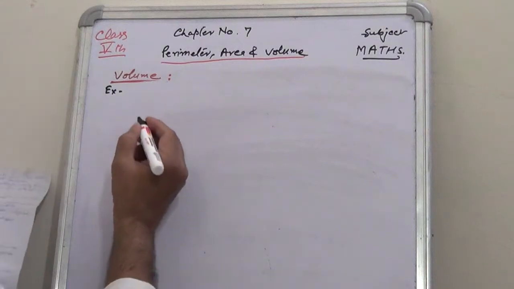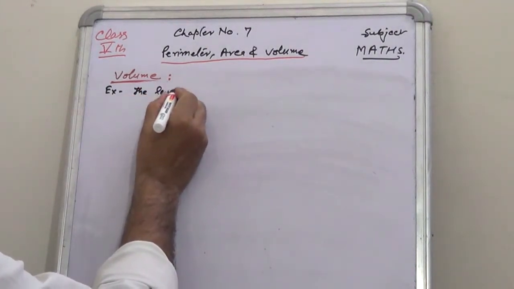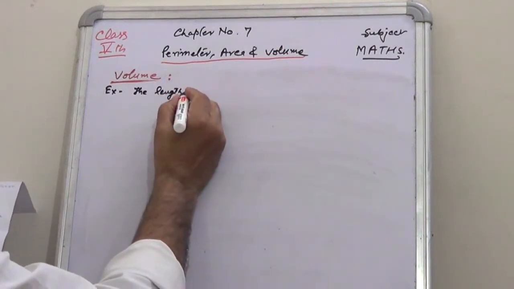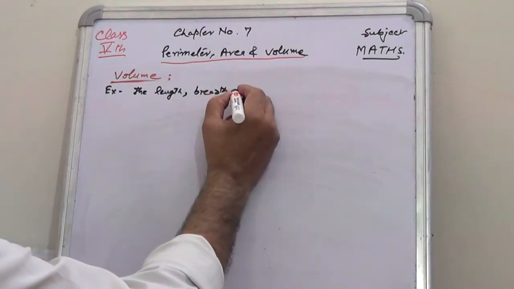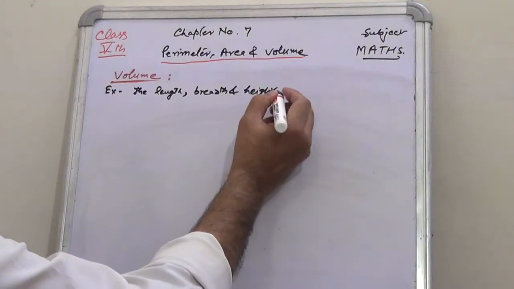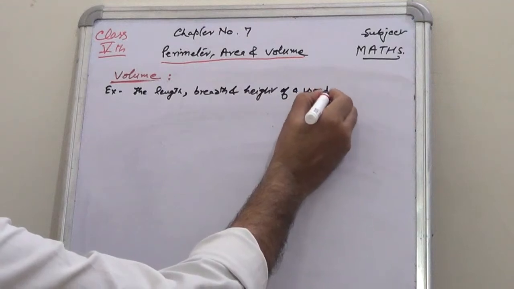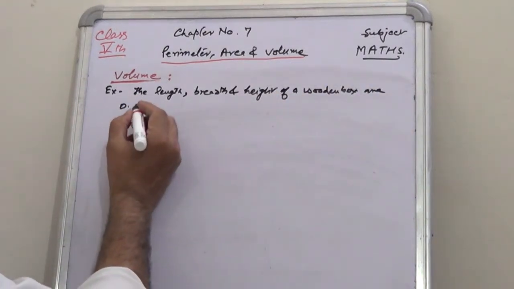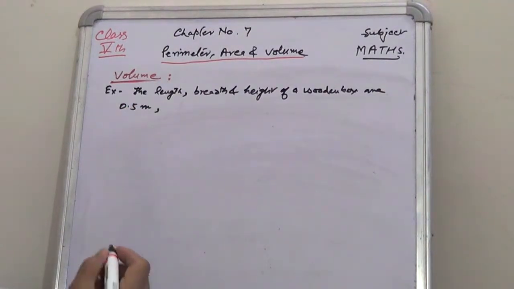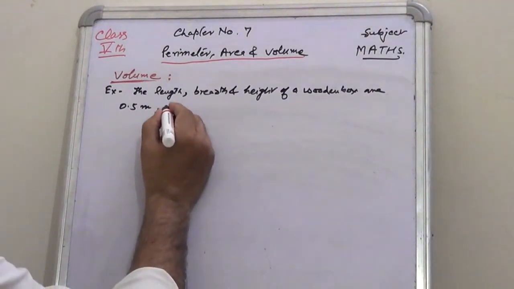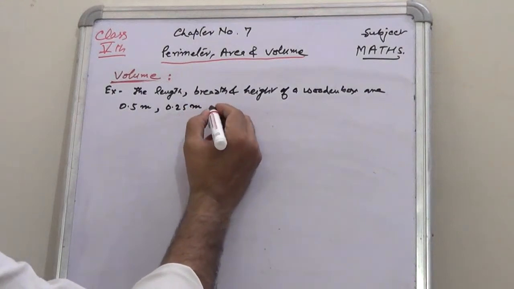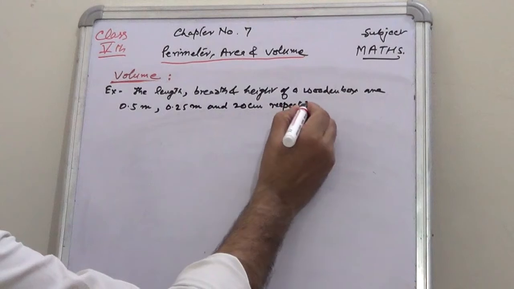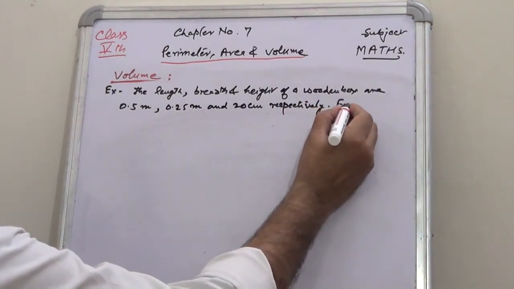Now we take another problem. The problem states that the length, breadth and height of a wooden box are 0.5 meter, 0.25 meter and 20 centimeter respectively. Find its volume.